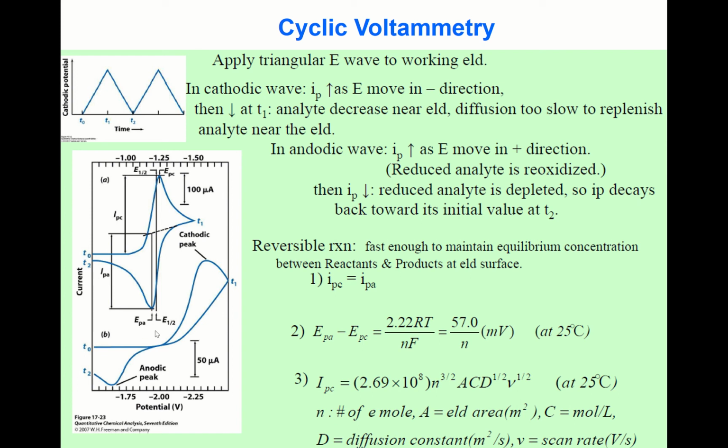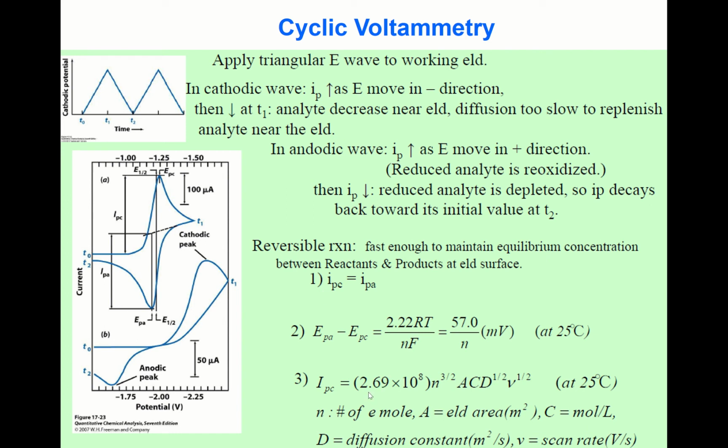Okay, for the reversible case, peak cathodic current equals peak anodic current. If this is not the same, then something else must have happened. Okay, and if this peak anodic current is smaller than this one, then we can assume that this reduced species undergoes not an electrochemical reaction but another chemical reaction. Okay, that's why this peak anodic current is smaller than the peak cathodic current.